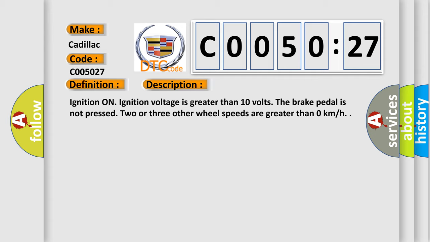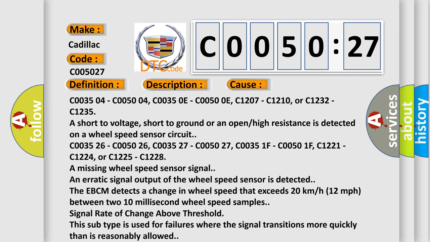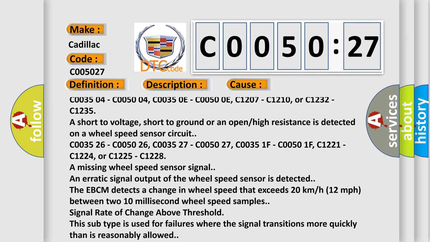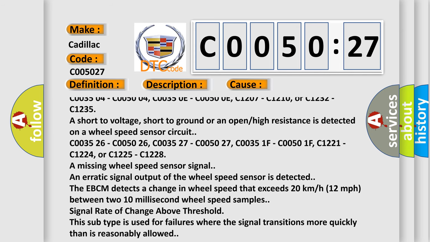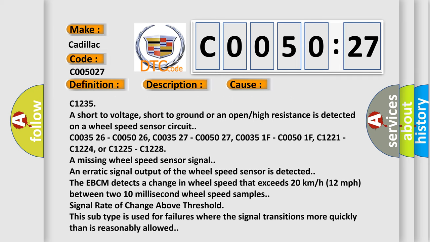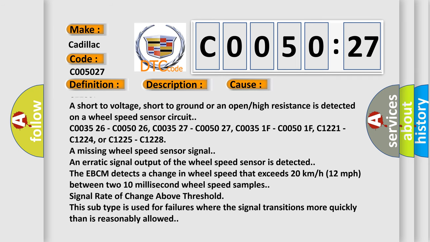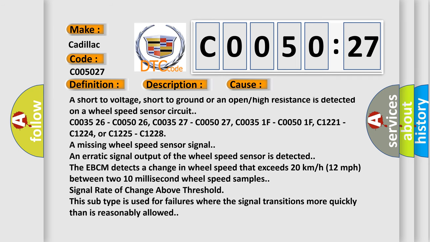Ignition on. Ignition voltage is greater than 10 volts. The brake pedal is not pressed. Two or three other wheel speeds are greater than 0 km/h. This diagnostic error occurs most often in these cases: C0035-04, C0050-04, C0350-E, C0050-E, C1207, C1210, C1232, C1235. A short to voltage, short to ground, or an open or high resistance is detected on a wheel speed sensor circuit.